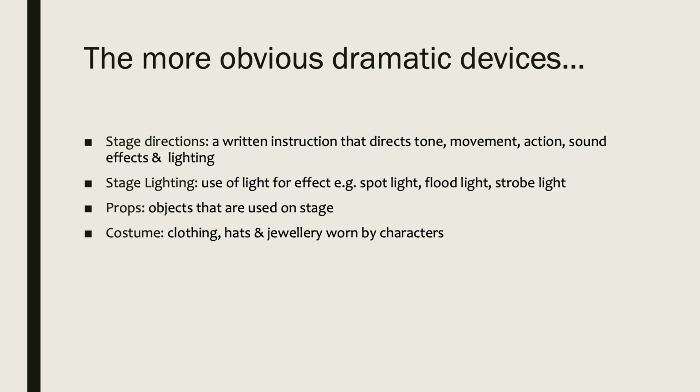Some of the more obvious dramatic devices are stage directions. They're the instructions that direct tone, movement, action, sound effects and lighting, but very important when you're studying a play. Stage lighting, it's obvious. Props, those things that are used on stage like a mop or an envelope, etc. And costume is what the characters are wearing, including their shoes, their jewellery, and how they are characterised in their clothes.